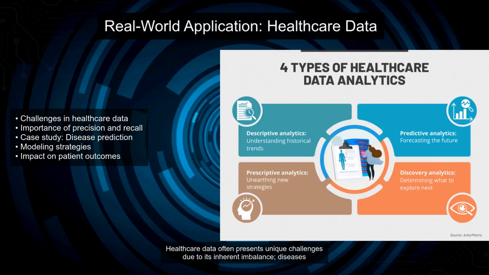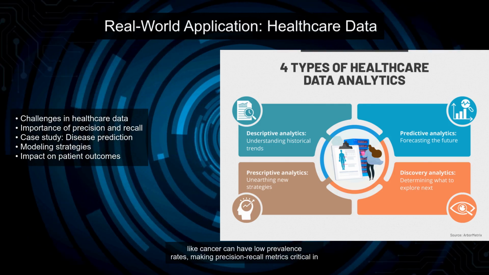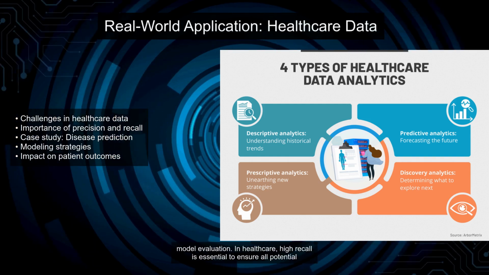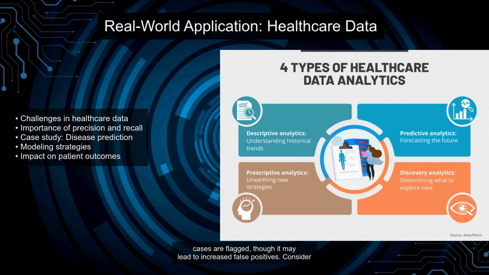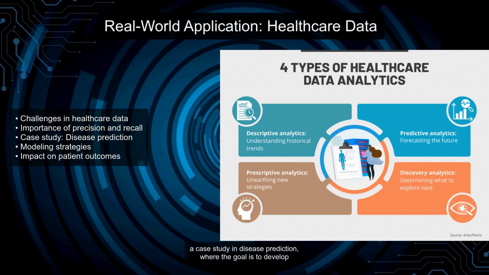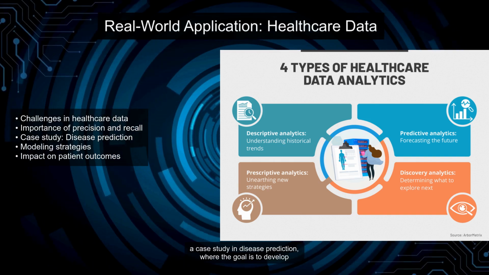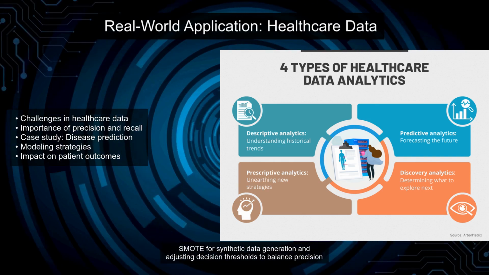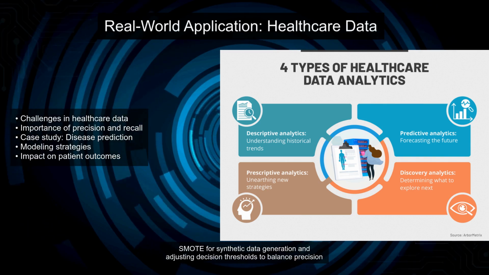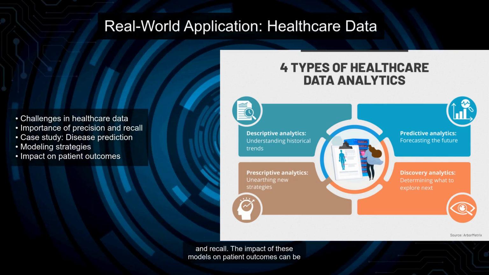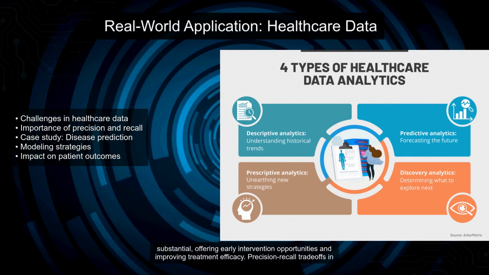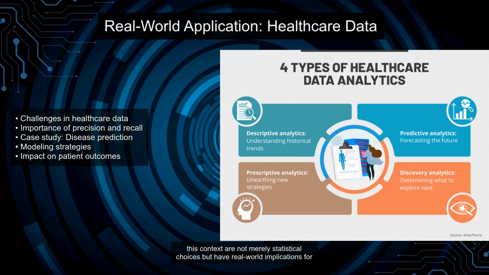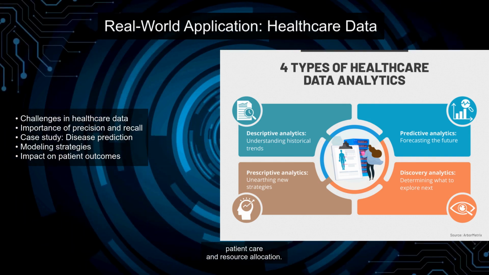Healthcare data often presents unique challenges due to its inherent imbalance. Diseases like cancer can have low prevalence rates, making precision-recall metrics critical in model evaluation. In healthcare, high recall is essential to ensure all potential cases are flagged, though it may lead to increased false positives. Consider a case study in disease prediction, where the goal is to develop a model that can accurately identify patients at risk. Strategies include using SMOTE for synthetic data generation and adjusting decision thresholds to balance precision and recall. The impact of these models on patient outcomes can be substantial, offering early intervention opportunities and improving treatment efficacy.